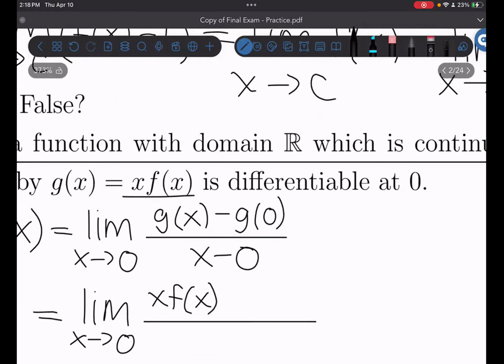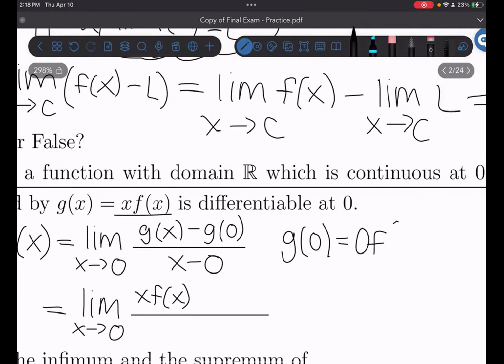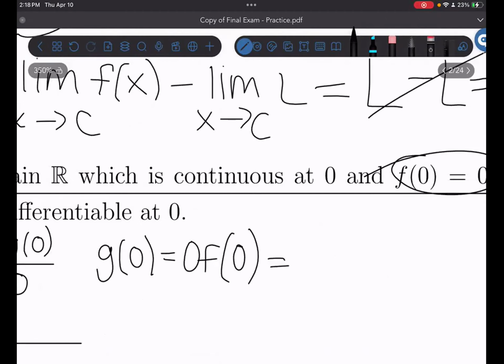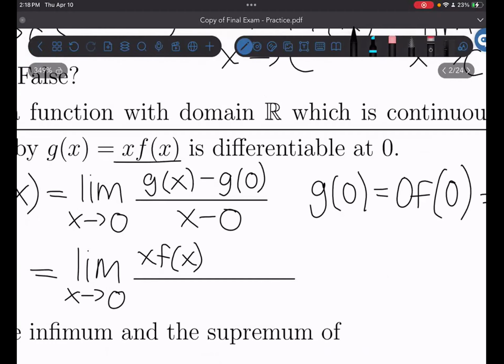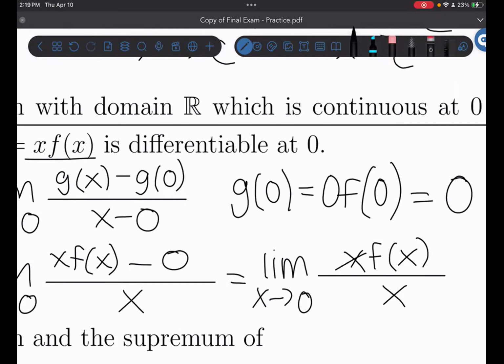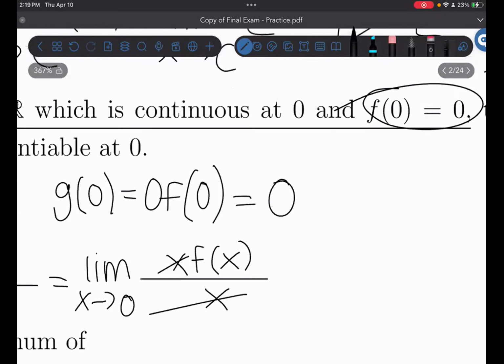And if we solve for g of 0, notice how we will get 0 because my f of 0 equals 0. So we just get 0. So minus 0, and x minus 0, that's just x. And if we simplify the top, something minus 0 is that something. So we get x f of x over x. We can cancel out the x and we get this.